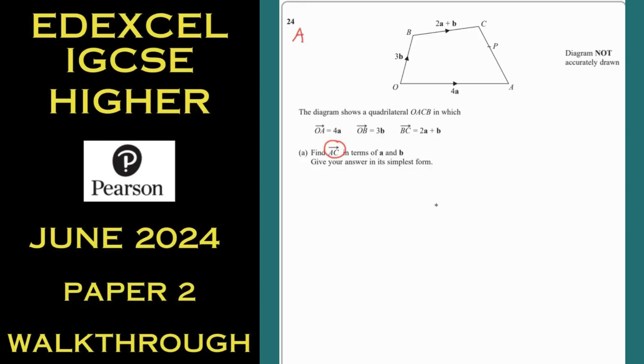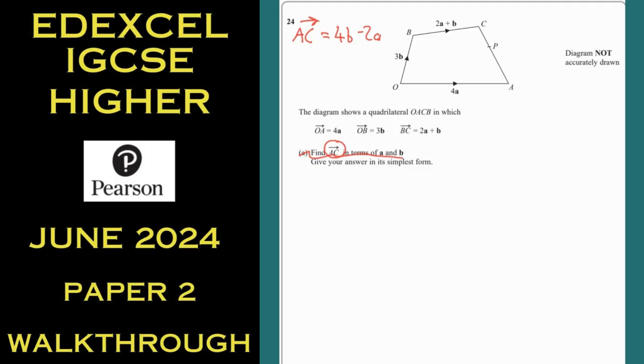So the answer to part A, simplified, is 4B minus 2A. So let's pretend A's done and we've turned on to part B.